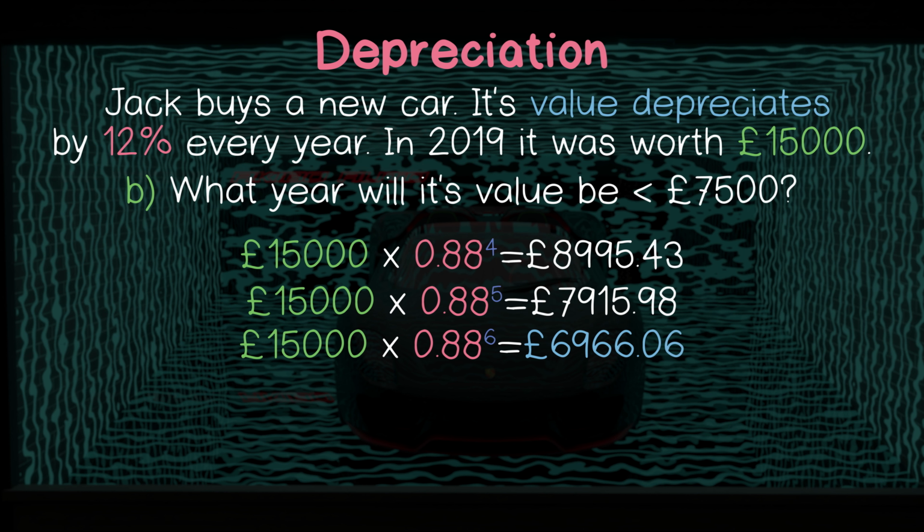What year will the car's value drop below £7,500? To find when a target value is met, we can just use trial and error. After 4 years, the value is still too high. The same after 5 years, but we are close. And after 6 years, we see the value of Jack's car is below £7,500, and this is our answer, 6 years. Let's look at one final example to practice what we've learned.